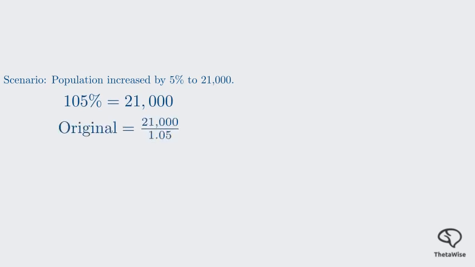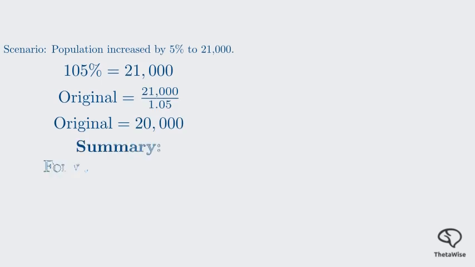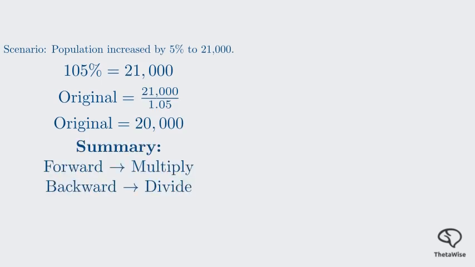Let's try one more involving an increase. A population of a town increased by 5% to reach 21,000. What was the population before the increase? The current population represents 105% of the original. The multiplier for a 5% increase is 1.05, so we divide our current total by that multiplier. 21,000 divided by 1.05 is 20,000. The original population was 20,000. Remember, to go forward, you multiply. To go backward to the original, you divide.